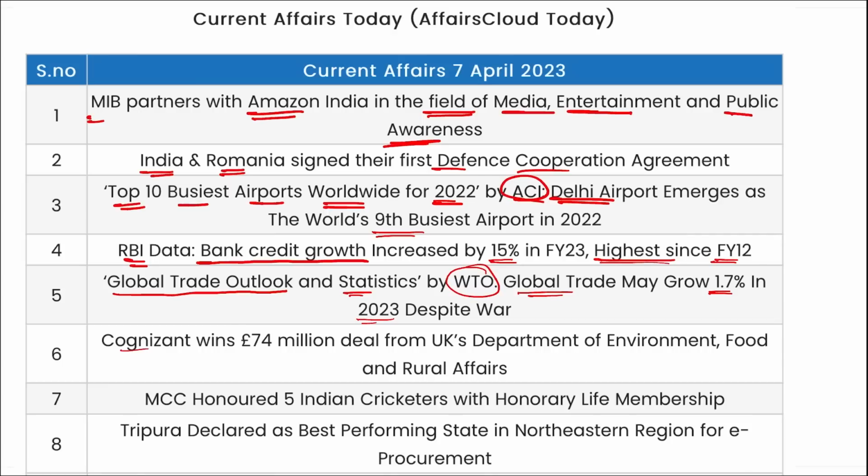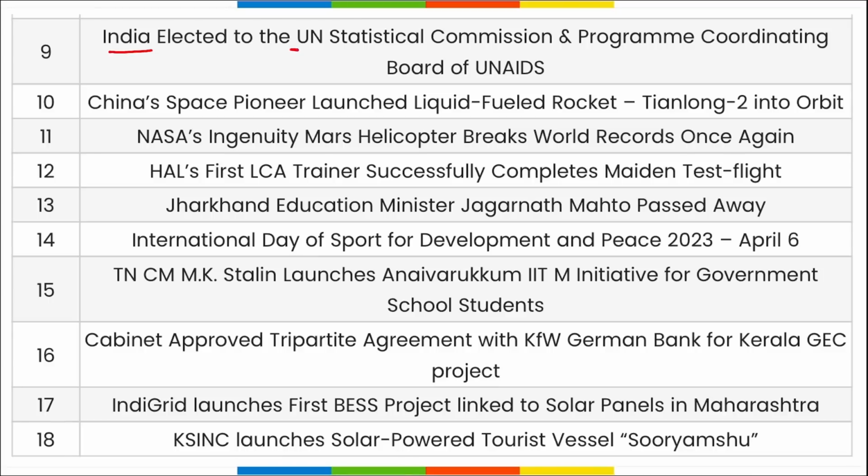despite war. Cognizant has won a $74 million deal from UK's Department of Environment, Food and Rural Affairs. MCC honored 5 Indian cricketers with honorary life membership. Tripura declared as the best performing state in the northeastern region for e-procurement. Next, India elected to the UN Statistical Commission and Program Coordinating Boards of UNAIDS.